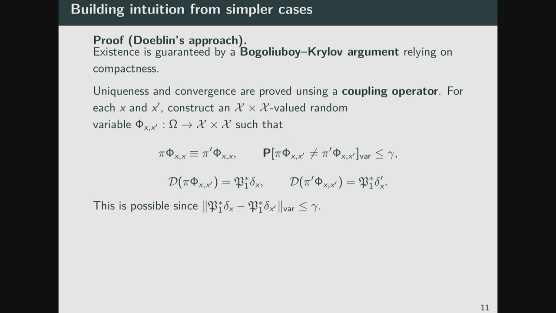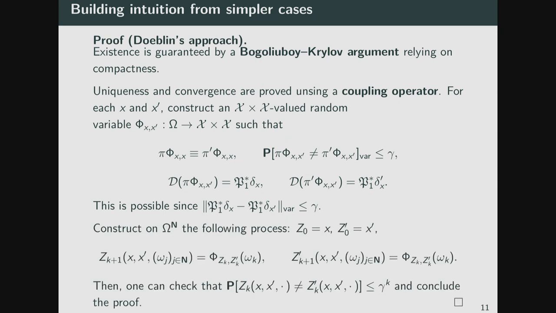And it has this nice property that the probability that it does not hit the diagonal is at most gamma. I can do that because the total variation distance is the infimum over all couplings. I can find a coupling which does that. And I proceed inductively. I take many copies of this randomness, and I define a process inductively. I first take my initial conditions. And then to go from step k to step k plus 1, I use this coupling. There should be a pi here. Sorry. Z_{k+1} you take as the first component of this map, and Z'_{k+1} you take as the second component of this map.